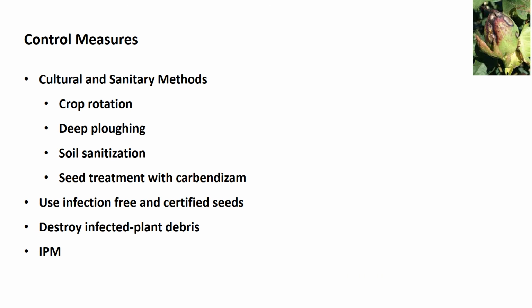The control measures to prevent the spread of angular leaf spot of cotton are cultural and sanitary methods such as crop rotation, deep plowing of the land, soil sanitization, and seed treatment with carbendazim. Infection-free and certified seeds should be used to produce the plants, and any infected plant debris in the field should be properly destroyed. An integrated pest management process can also be adopted for proper control against the angular leaf spot disease of cotton.